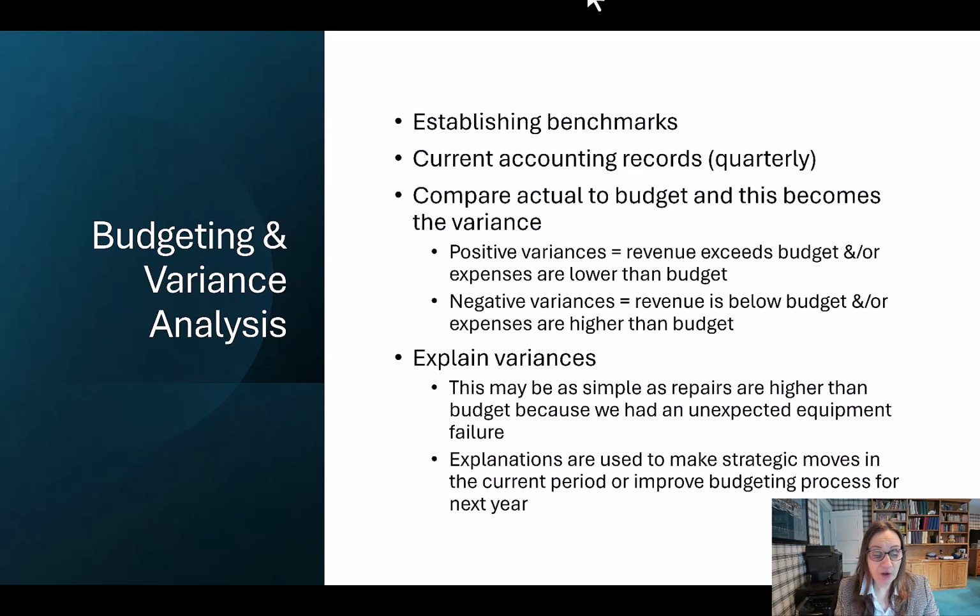These explanations are then used to make our next strategic move in either the current period or we're looking to improve our budgeting process for the next year. If we see a repeated pattern that we're always exceeding budgeted repairs, then we either need to do a cost-benefit analysis on replacing that equipment or increase our budgeted repairs amount. If we increase the budgeted repair amount, then something else will have to change in order to maintain profitability or cash flow requirements.